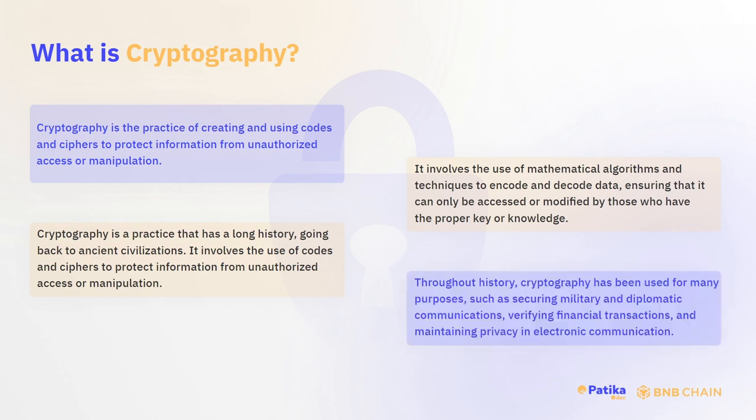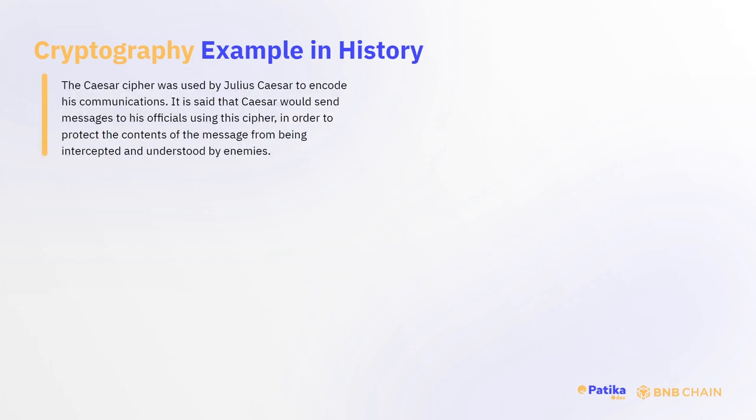Throughout history, cryptography has been used for many purposes, such as securing military and diplomatic communications, verifying financial transactions, and maintaining privacy in electronic communication. So let us take an example to understand, the Caesar Cipher. It was used by Julius Caesar to encode his communications. It is said that Caesar would send messages to his officials using this cipher in order to protect the contents of the message from being intercepted and understood by enemies.